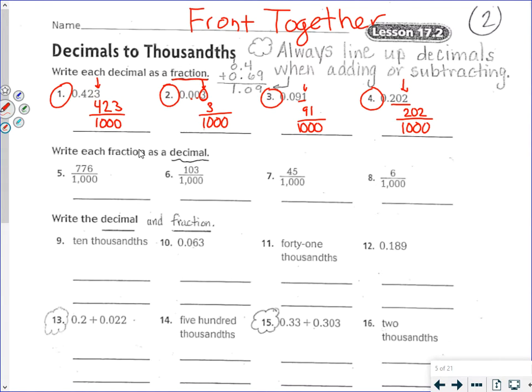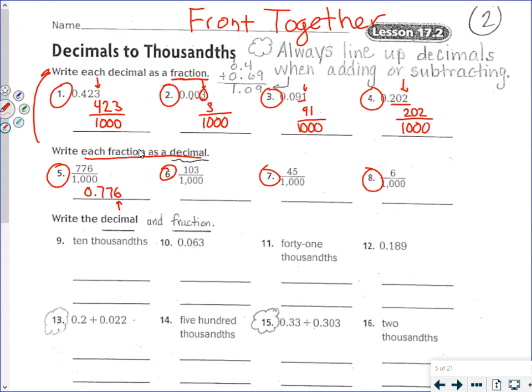All right, moving on. Now we have to write each fraction as a decimal, so we're doing the opposite of what we did here. Same thing: 0 point, 776 thousandths. Does it end in the thousandths place value? It does. So go ahead and try these ones out by yourself. Pause the video if you haven't.